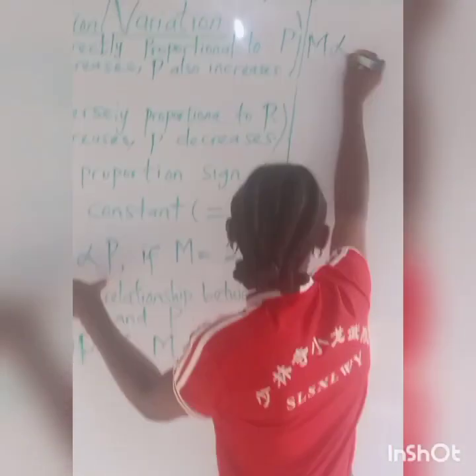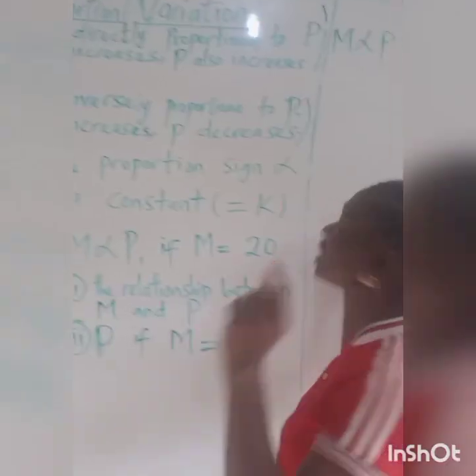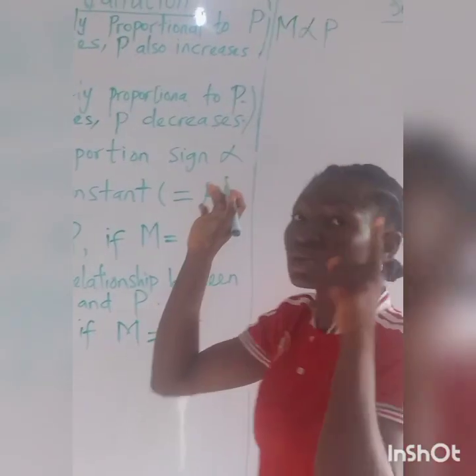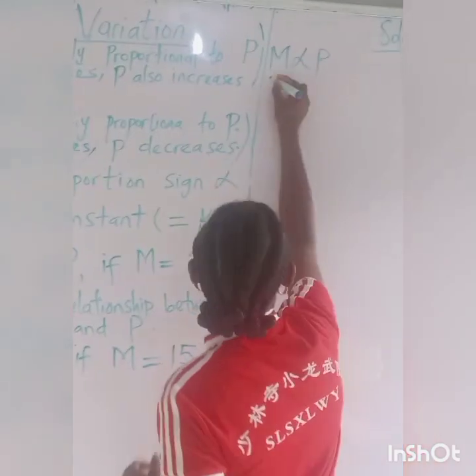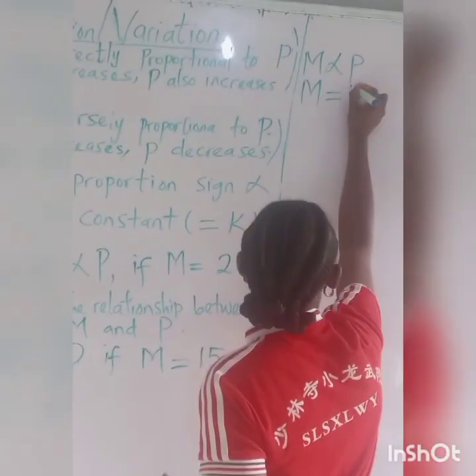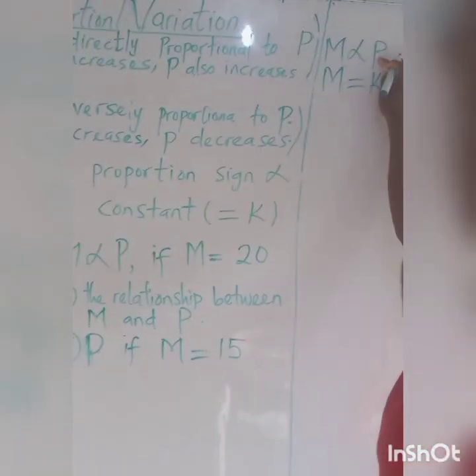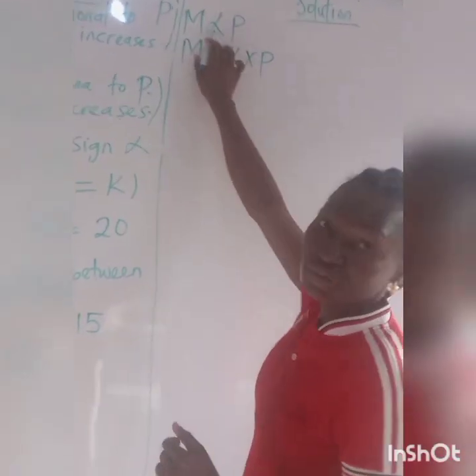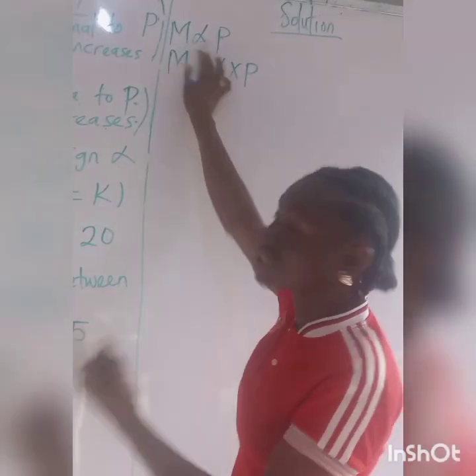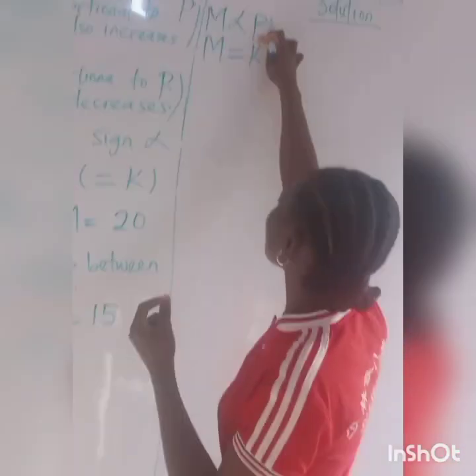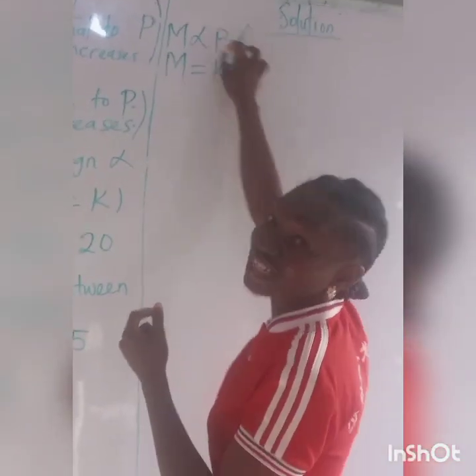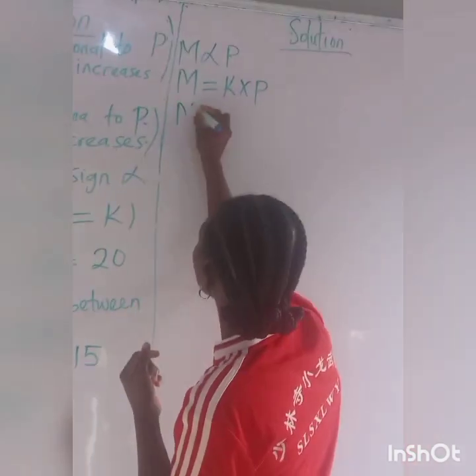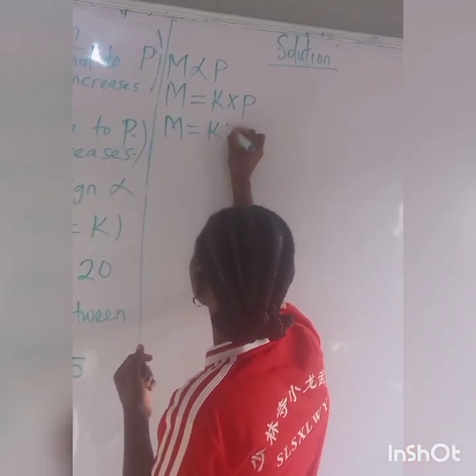The first thing you do here is you write this: N is directly proportional to P. Don't forget I said this proportional sign changes to equals to a constant. Then I have N equals constant times P, that is K times P. The proportionality sign changes to equals to a constant, then I have P here. I multiply the constant by the letter I have here. Now we have N equals KP, isn't it?